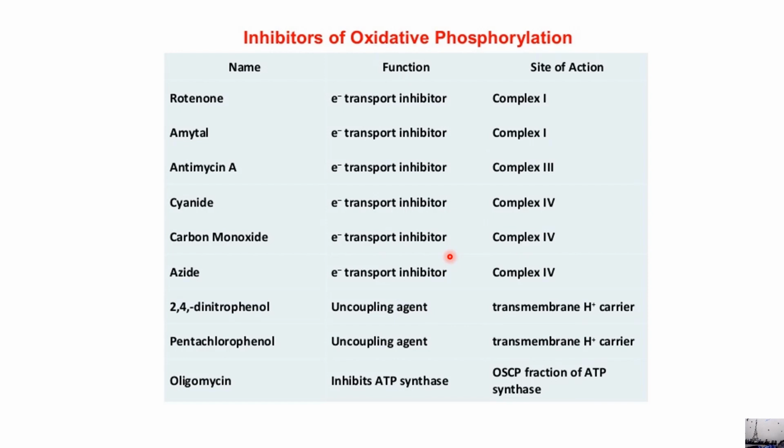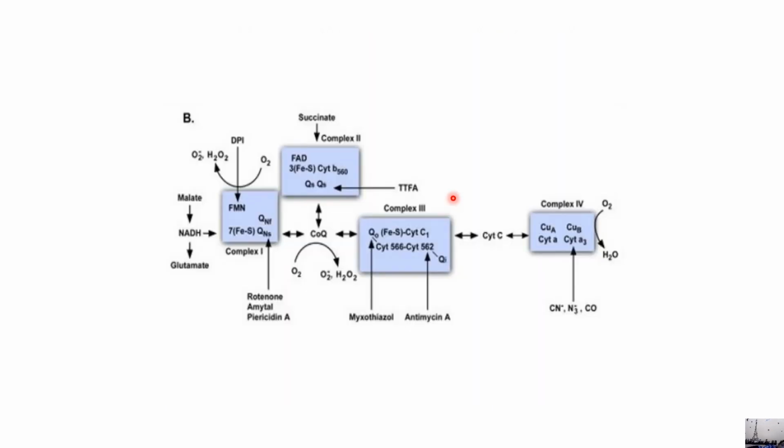So these are some of the inhibitors of oxidative phosphorylation and their sites of action. Cyanide basically works on complex 4. Amytal works on complex 1. Rotenone on complex 1. Antimycin on complex 3. All of these are electron transport inhibitors.